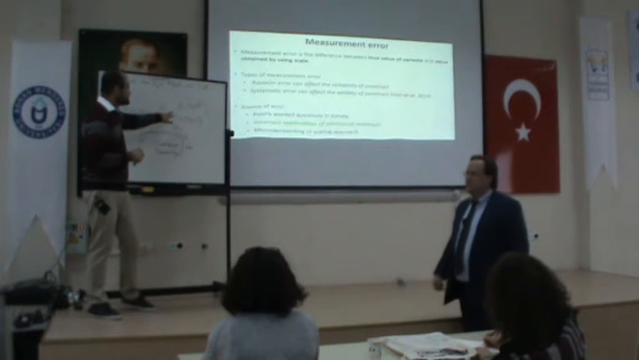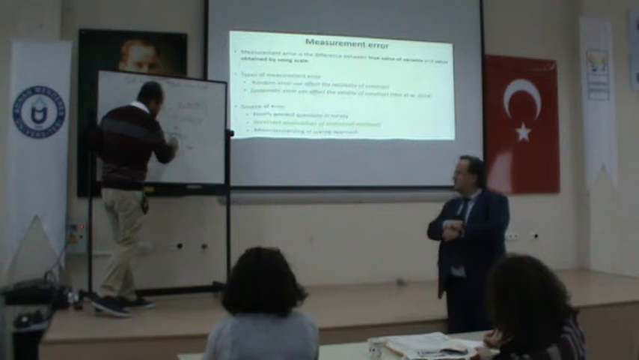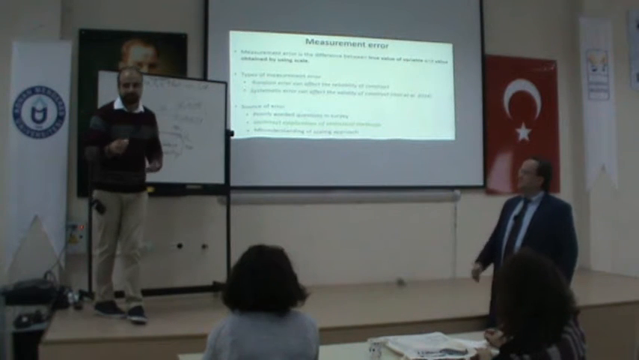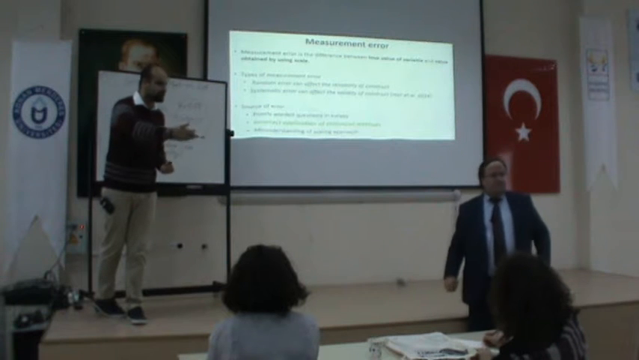So normally when we say p is equal to 0.05, that means that as social scientists, right, in the social sciences, you should be 95% confident about your results.